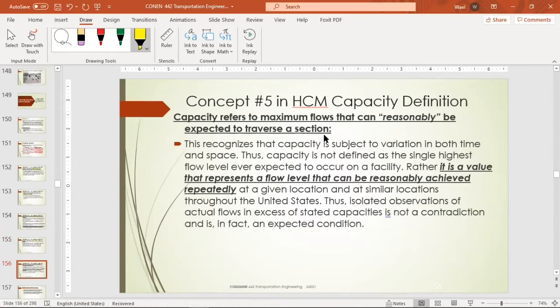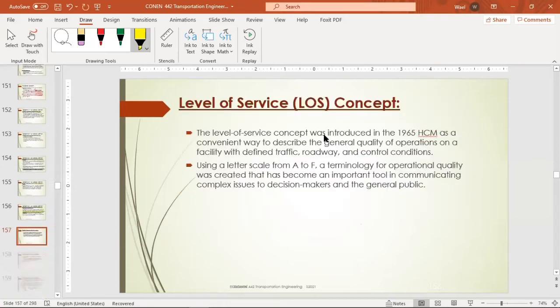And the last one, this maximum flow rate can reasonably be expected to be, reasonably means, rather, it's a value that represents the flow level that can be reasonably achieved repeatedly. It's not a one-time shot. So these are the five principles in defining the capacity according to the HCM.